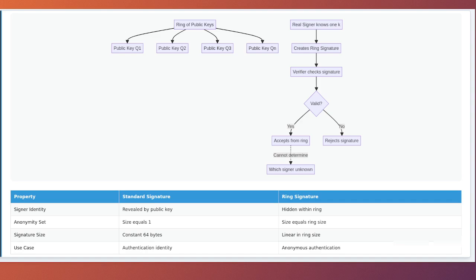In Monero, ring signatures typically include 11 public keys, providing 1 in 11 anonymity for each transaction. Combined with other privacy techniques like stealth addresses and confidential transactions, this provides strong privacy for cryptocurrency users.